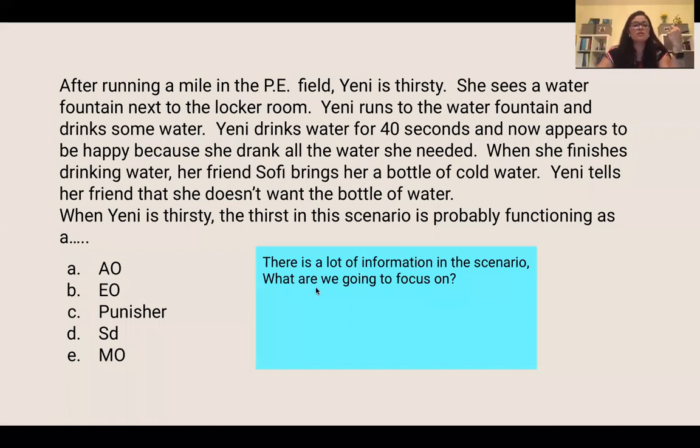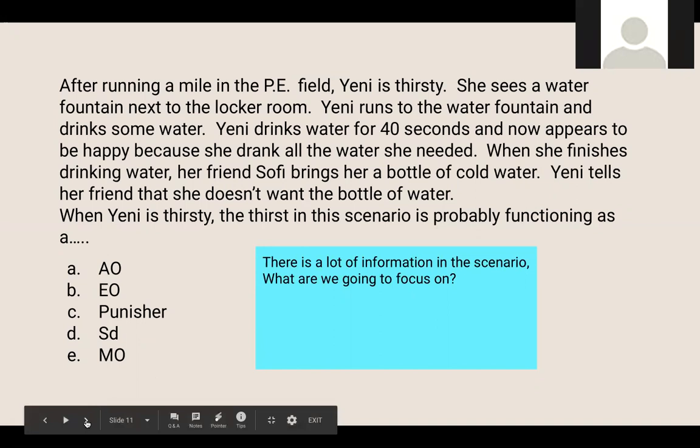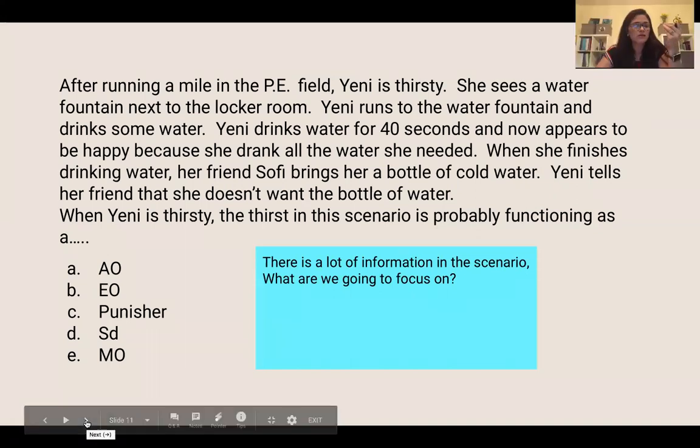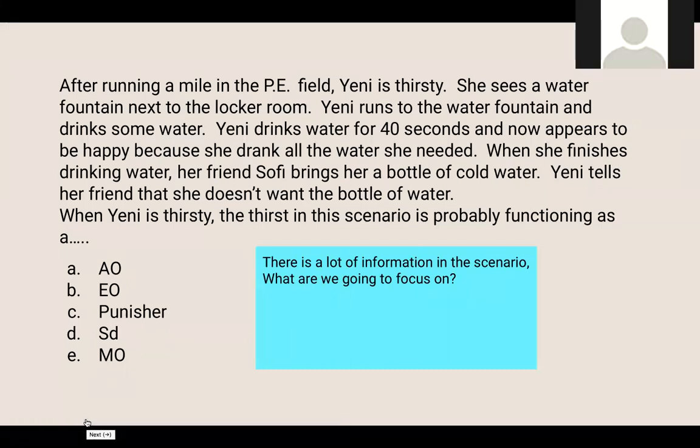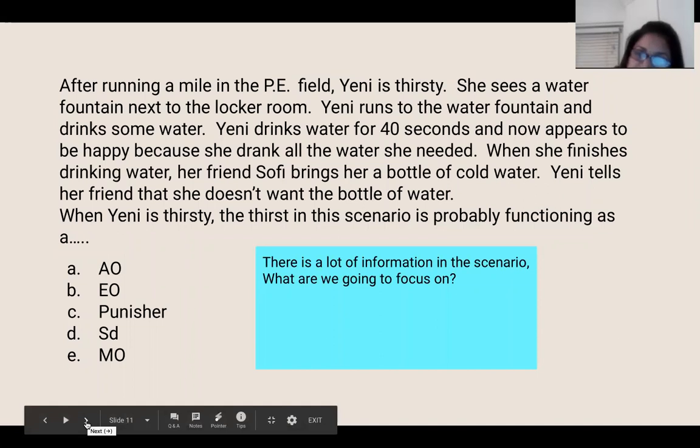So let's focus here. There's a lot of information in the scenario. We know that. What are we going to focus on? On her being thirsty. The question. What are the key words in the question, guys? The thirst. The function. Functioning as. The probably function. Okay, so if we're talking about thirst, where are you going to look in the scenario?